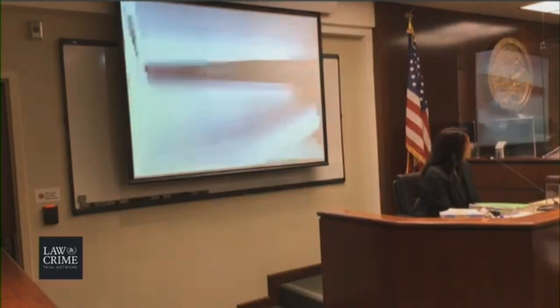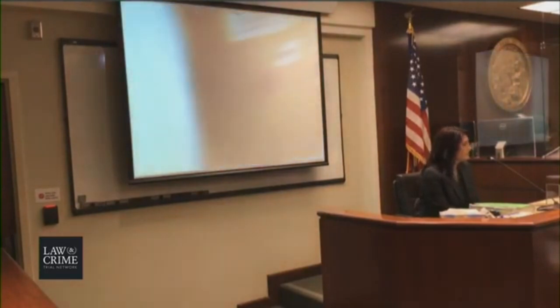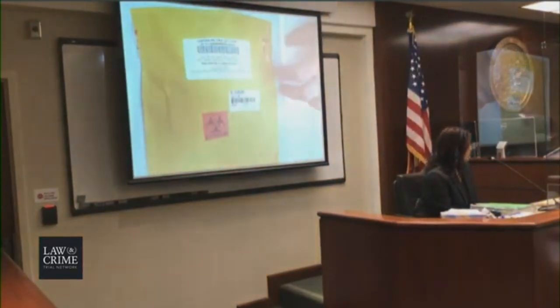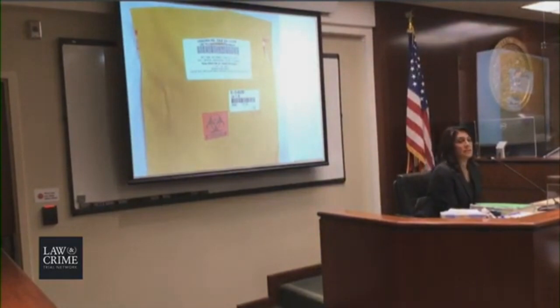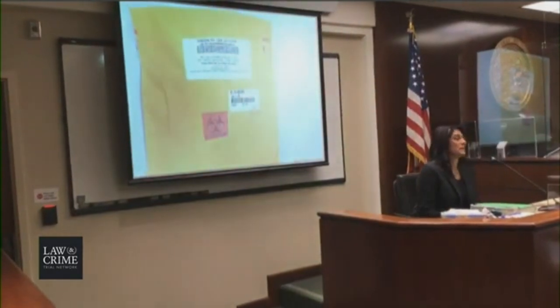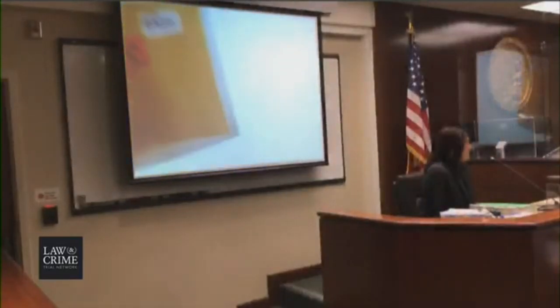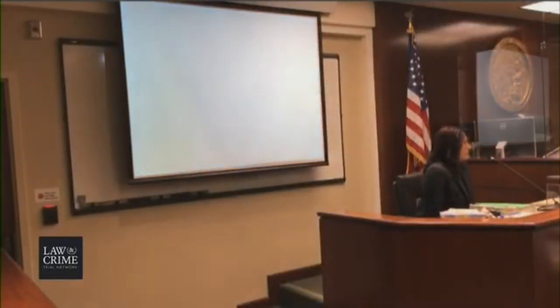You received other items of evidence, is that correct? That's correct. Now showing you this exhibit, do you know what this is? Yes. This is a large manila envelope. The item number is ND44. You can see above the barcode. It contained a biological specimen container inside. Of course, you opened this envelope. Is that correct? Yes, I did.